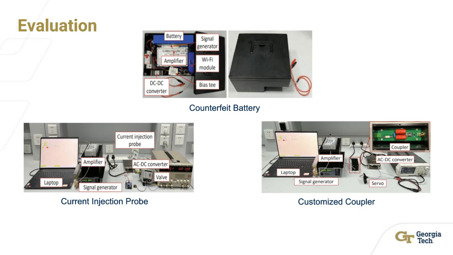First, a counterfeit battery that works as a normal battery but has a signal generator connected to a Wi-Fi module inside it, which an attacker uses to trigger the signal manipulation. Second, a current injection probe, injecting a wire into the target device and connecting it to the signal generator. And the third attack vector is a customized coupler which generates an electromagnetic field and induces current through a wire.